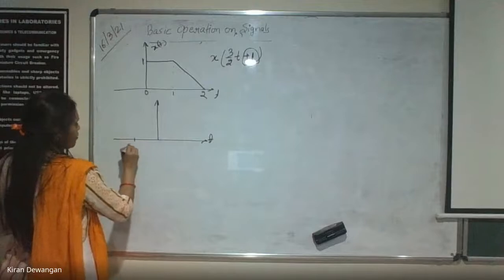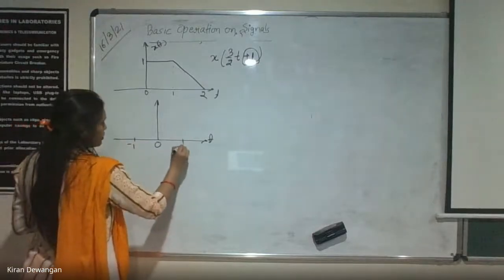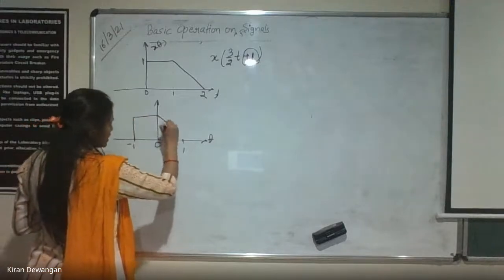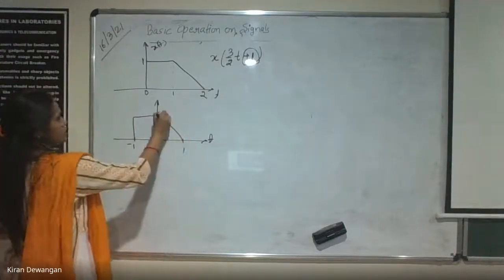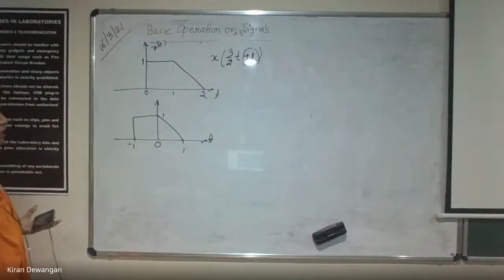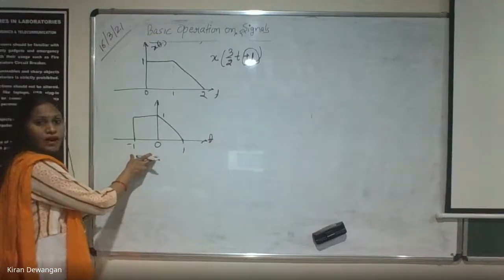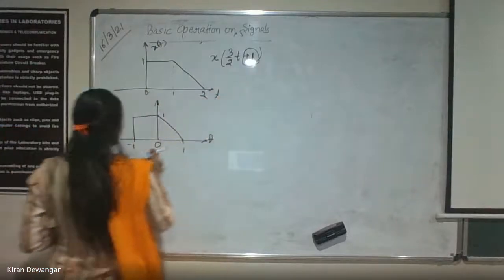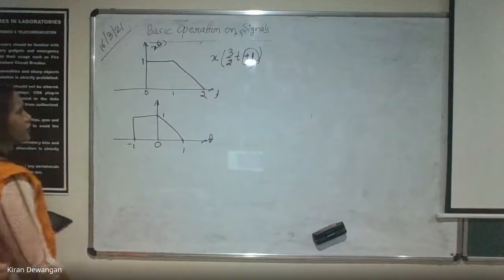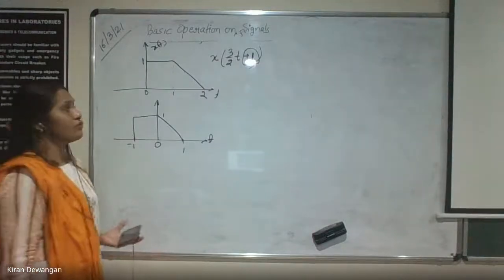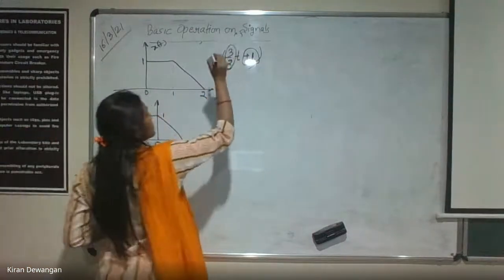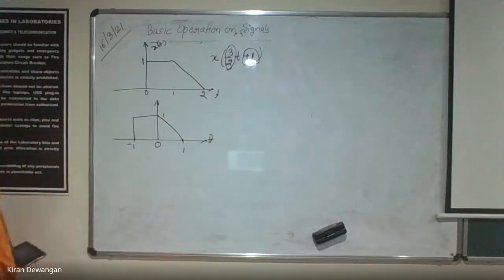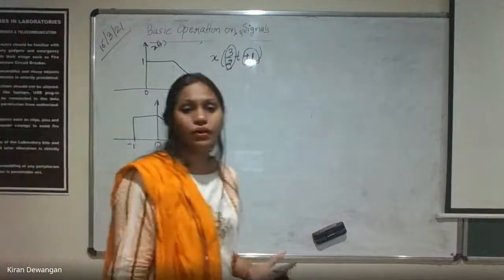It will start from -1, 0, 1, and the signal will be like this. This is 1. Okay? So it is shifted by a value 1. Beta is 1 here, so it shifts left. Now after this, we have to perform time scaling. How will the time scaling happen? Will it compress or expand?